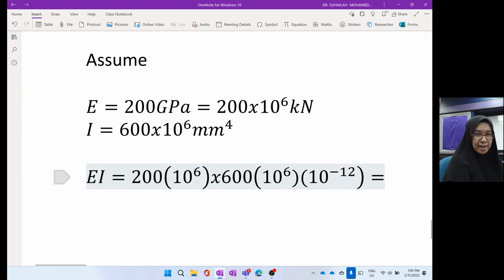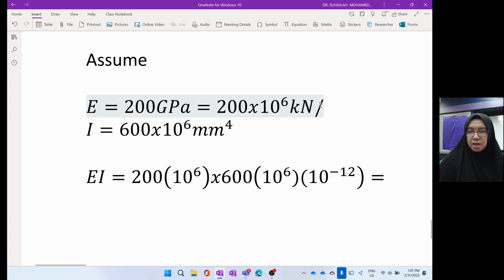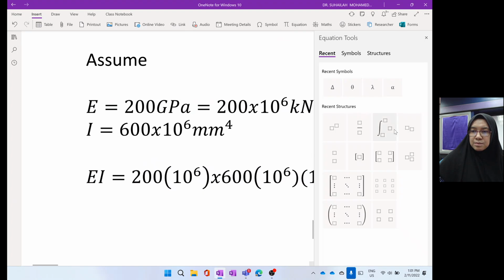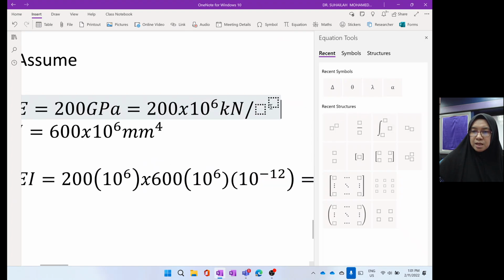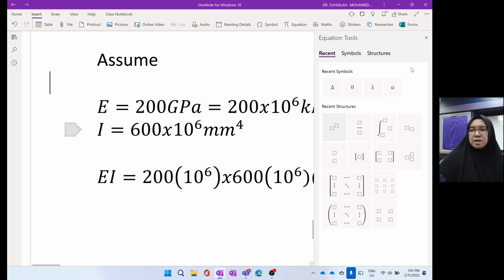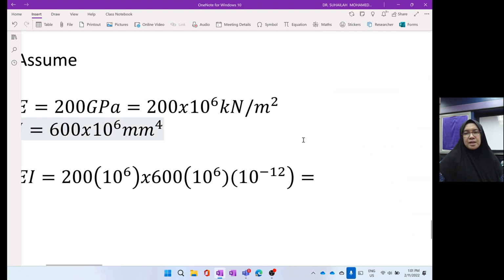Okay, 200 GPA we change to 200 times 10 power of 6 kilonewton per meter square. Per meter square. This is meter square. Okay, 200 times 10 power of 6 kilonewton per meter square kan.